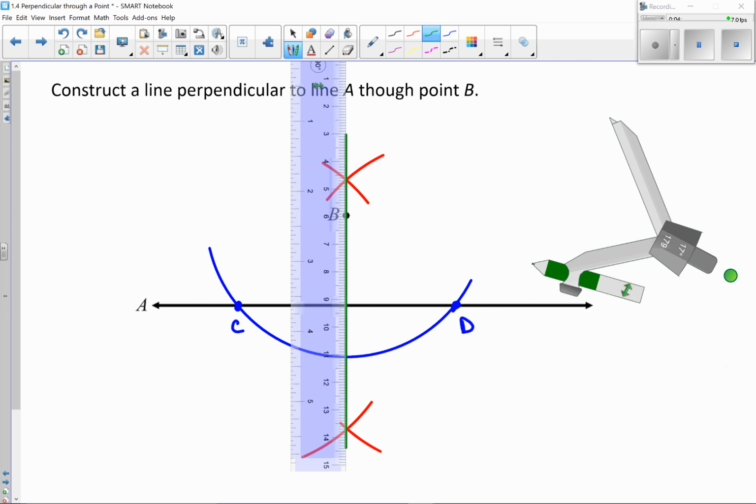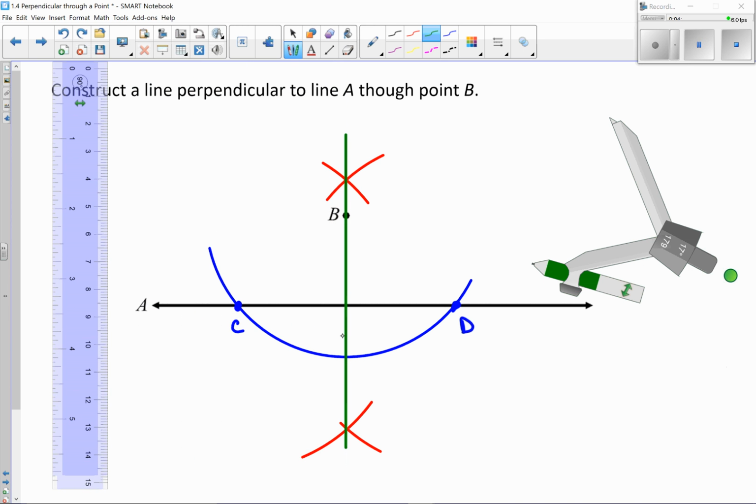Here we go. So now when we draw our perpendicular bisector of CD, as you can see, it runs right through point B. So we now have a perpendicular line, meaning it forms a right angle with line A, and it runs directly through point B as asked. So this is how we create a perpendicular line through a point. Take this opportunity to pause the video and try this in your notes.